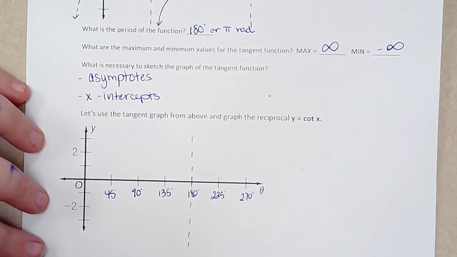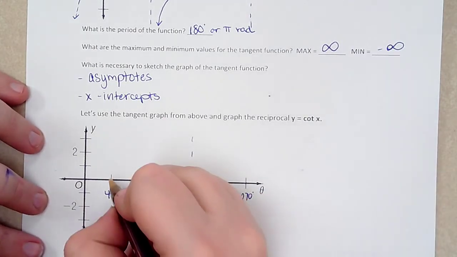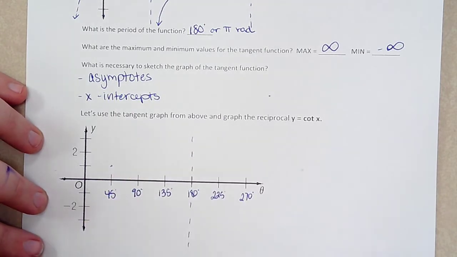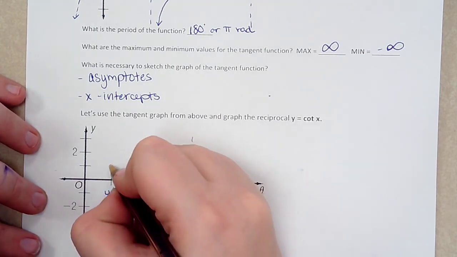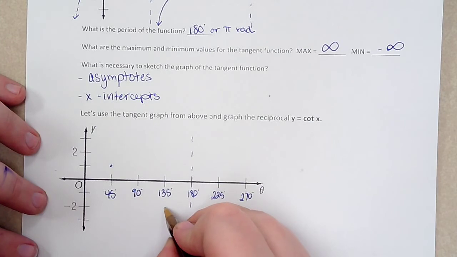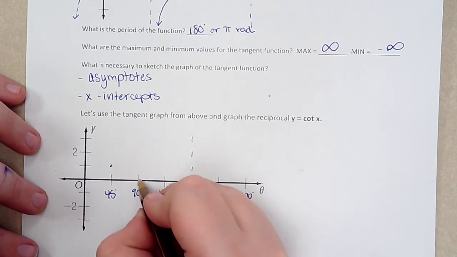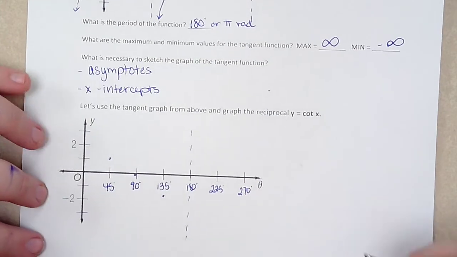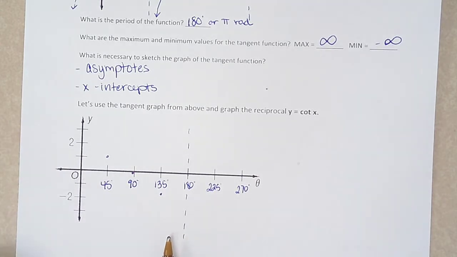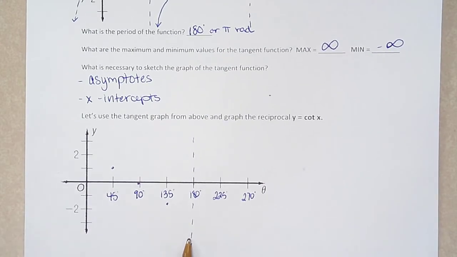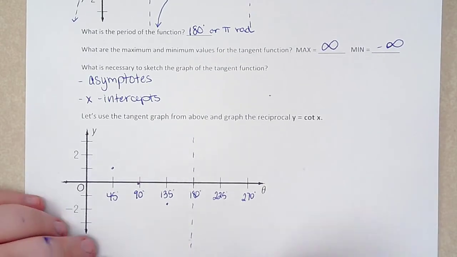So if I graph the reciprocal, I know that it does the exact opposite. At 45, it still touches a 1. At 135, it touches a -1. And at 90, it touches the middle. So all we've basically done is we've shifted our asymptote over to 180, and we've flipped those.